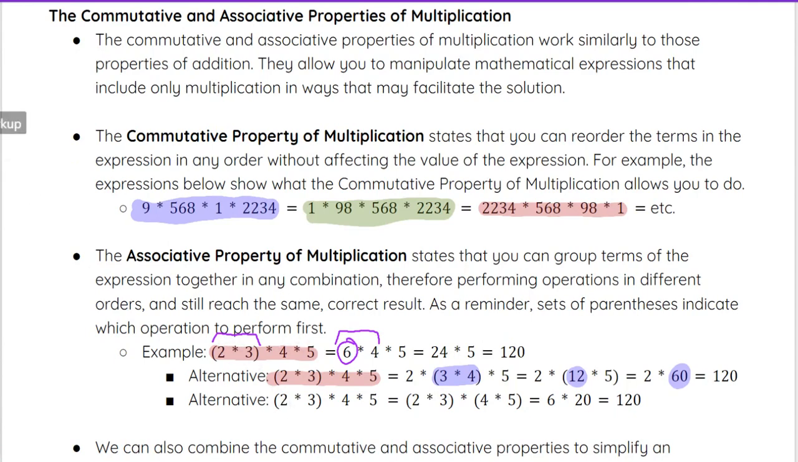Now, same thing here. We have 2 times 3 times 4 times 5 with 2 times 3 in parentheses. I could group 2 times 3 together and 4 times 5 together, and notice there's multiplication in between there. And if I do that, then what I will do is 2 times 3, which gives me 6, and then I will also do 4 times 5, which gives me 20, and then multiply those together.